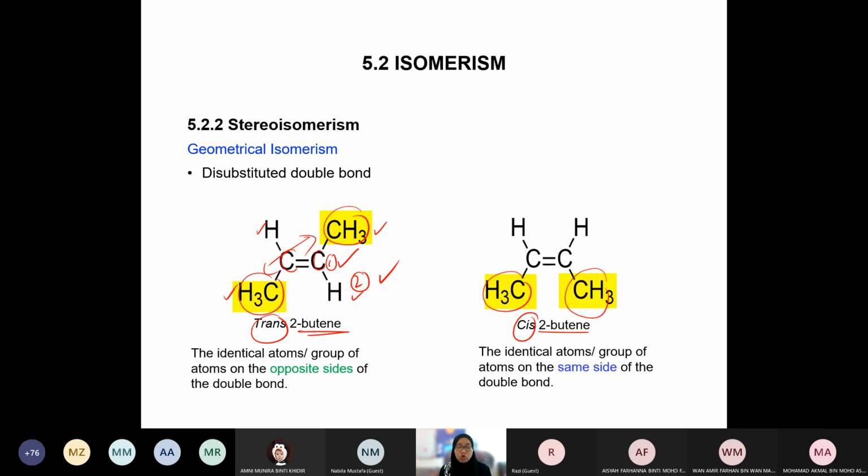Okay, this is the first example. The easiest way is to base it on the position of the same group: CH3 with CH3, or hydrogen with hydrogen. But it will not always be this easy. It is not as simple as this. Our molecules will be complicated.